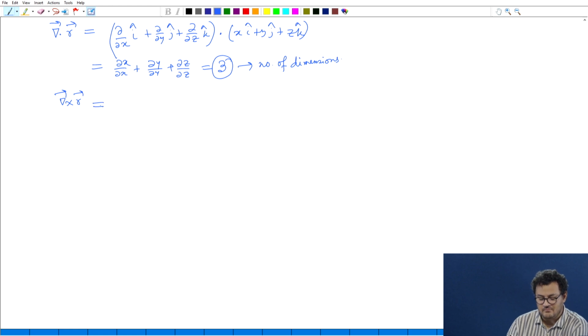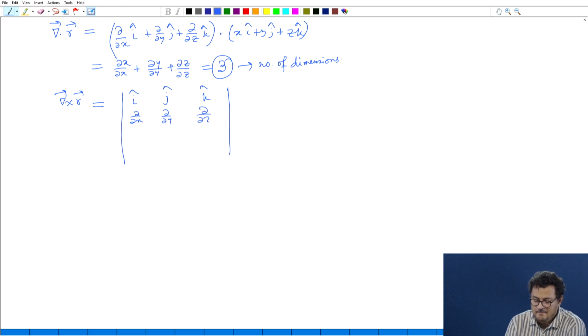What is the curl of R? That is very important and also interesting. So, you have to write i, j, k, then del x, del y and del z, then you write x, y and z, and then you do like i.